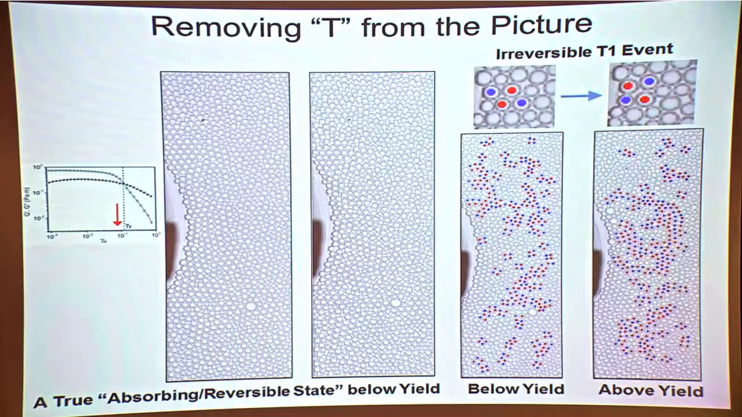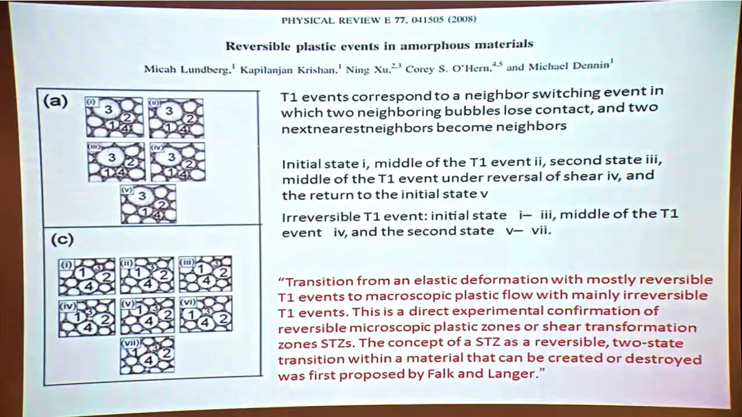Now here we have plotted all those events below and above yield, and these things have been used in the literature on bubble rafts. Actually, it's quite a rich field, and this paper in 2008 looked at reversible plastic events in amorphous bubble rafts. In their paper, this is through one cycle: one, two, then it comes back, then it goes in the other direction. The fifth is back to the start, and you can see that this and this are the same. So this is the reversible T1 event, and if you compare this with this, it is irreversible.